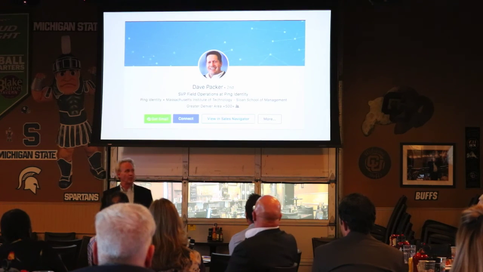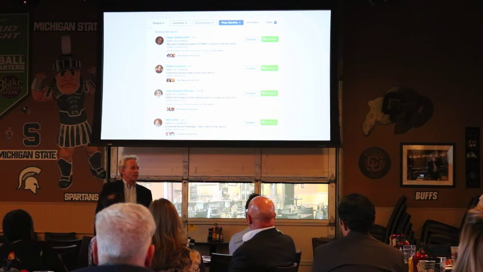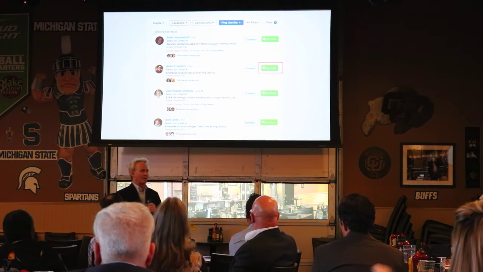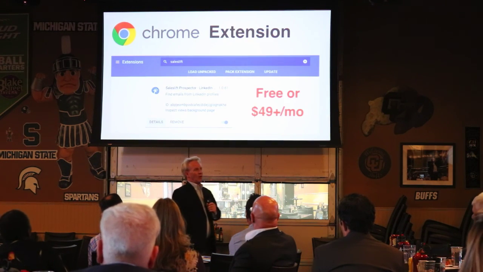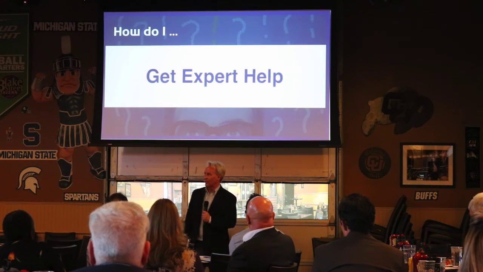Once again, it's a Chrome plugin and stuff. So this is what it looks like right there. So you're looking at someone's profile, and I'll have that email. You can also be on a list and say, you know what, I'll take that one, or I'll take all of them. Give me that one, and that one, and that one, and that one. All right. $49 if you want to do the extended stuff. Otherwise, it's free.